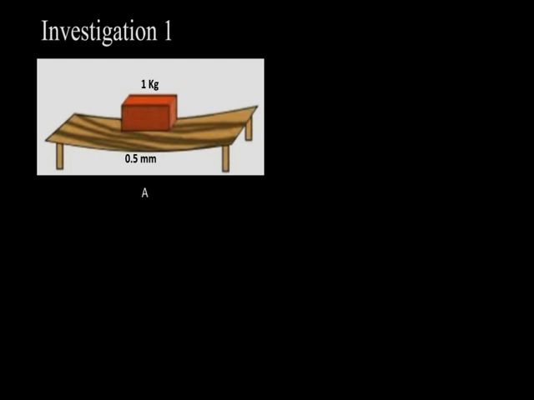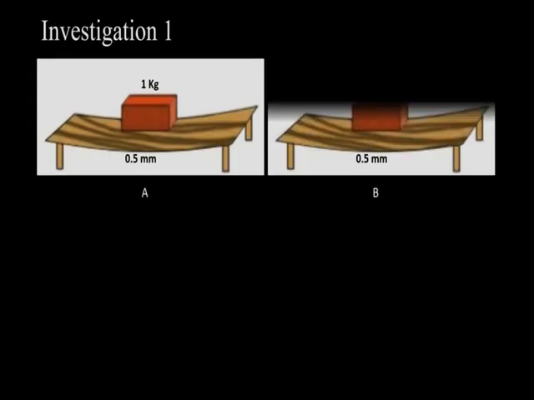We have a plywood there which is 0.5 mm thickness, and then we have a brick which is 1 kg. Now when we place the brick on the plywood, the brick will exert some pressure. You will see, if you agree with me, that when we put the brick on the plywood, it bends a bit. So what would happen now? What would happen if I place a similar brick on similar plywood? Let's look at this. Okay, B.